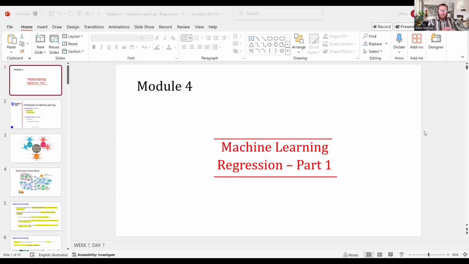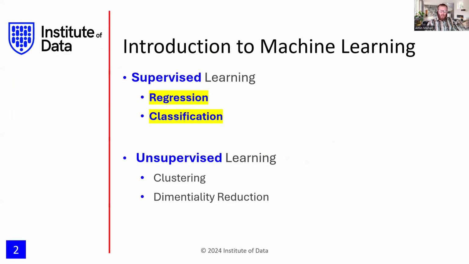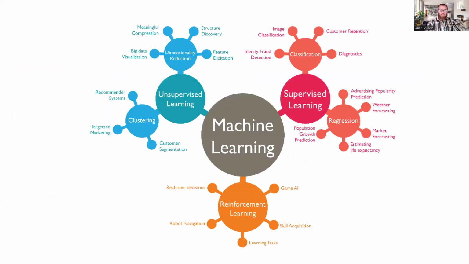Hello, guys. Okay, today we'll be doing machine learning, part one, on regression only. I'm going to show you now what exactly the different parts of machine learning are. First of all, we have supervised machine learning, which consists of regression and classification. And we have unsupervised machine learning, which consists of clustering and dimensionality reduction. We'll explain this later on.